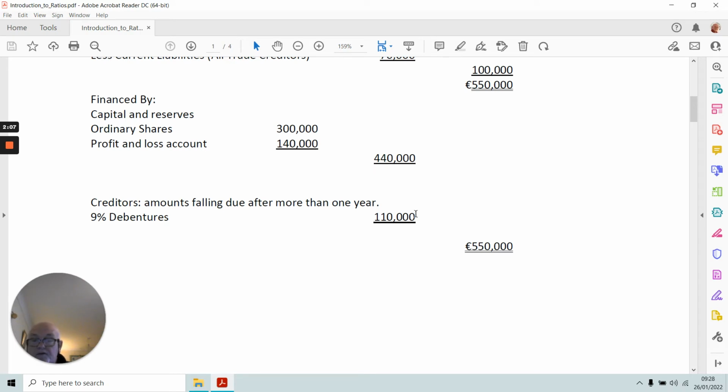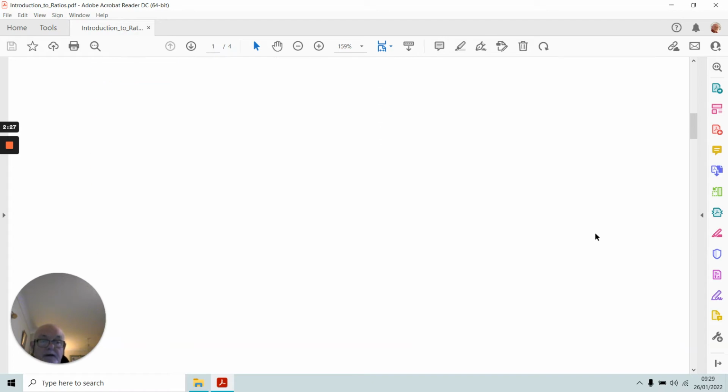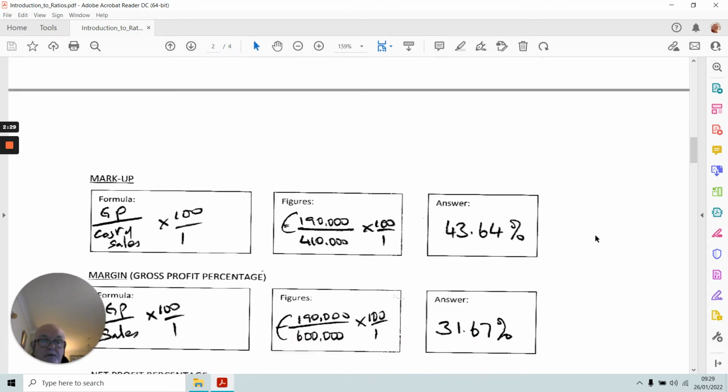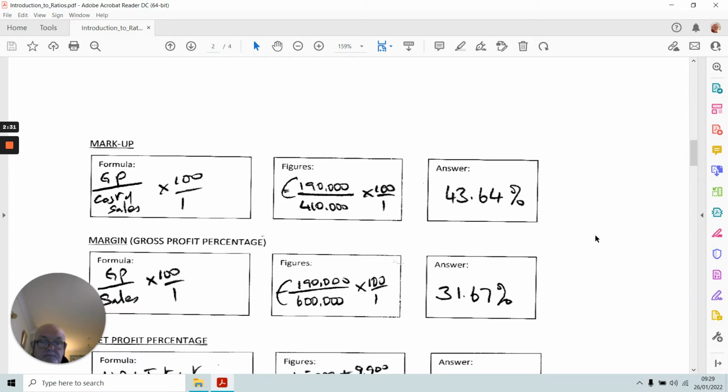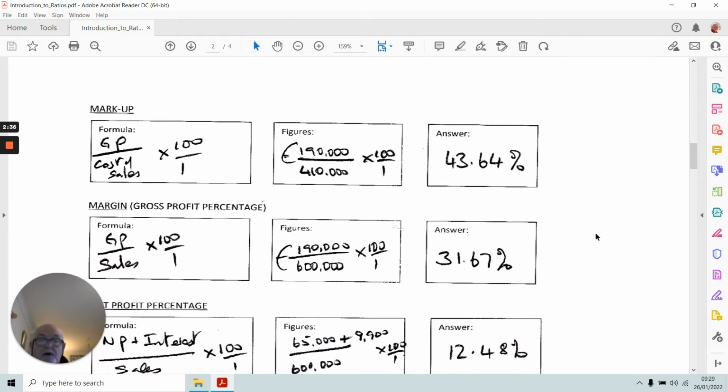This company owes its shareholders 440,000, and it has borrowed 110,000 by means of long-term finance, in this case debentures. 9% debentures, that's of interest to us later. They owe their debenture holders, the banks, 110,000, and the interest charge on that annually is 9%. So we've got 550,000 euro worth of net assets, and we've got an equal amount of capital employed as you'd expect. And we look at 9 ratios and percentages to explain to us how well or how badly the company has done.